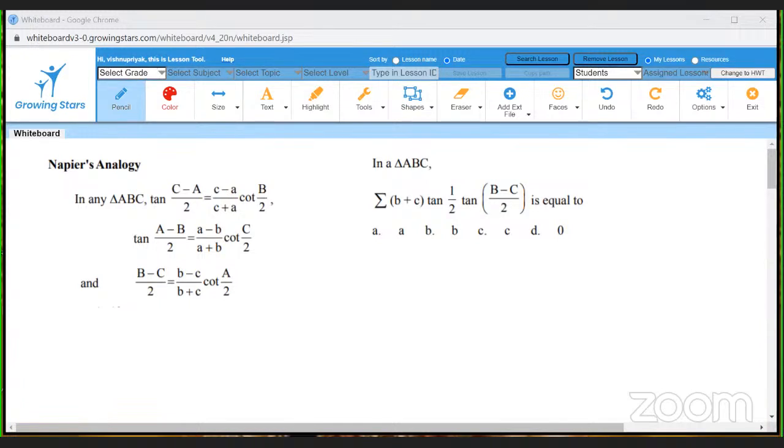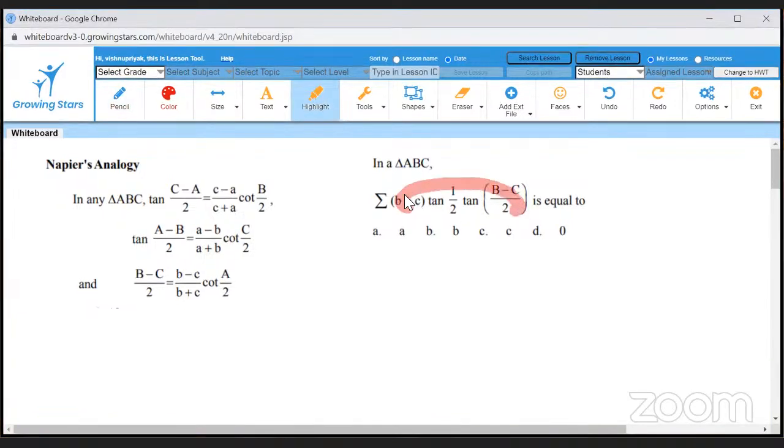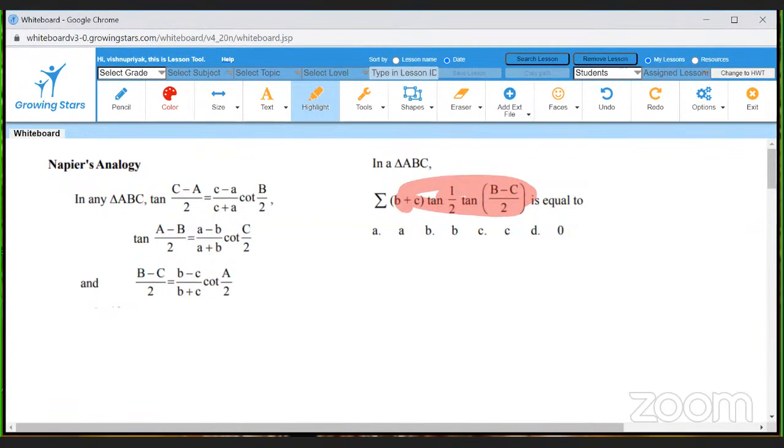Yes, you are right. Kumar is correct. Lohit is correct. Everyone got the correct answer, D. Now, how to use? You have to directly use B plus C tan 1 by 2 tan B minus C by 2.